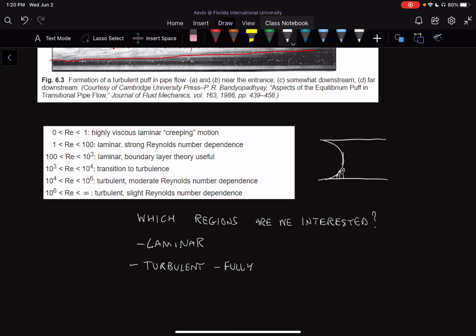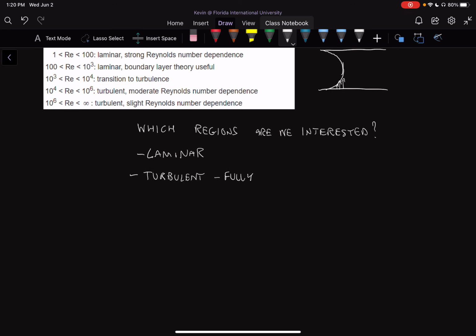Just to give you a little bit of history, in 1883, Osborne Reynolds, who was a physicist, found out that the Reynolds number based on diameter would be equal to 2,300 for our critical region, which is our transition for pipe flow.